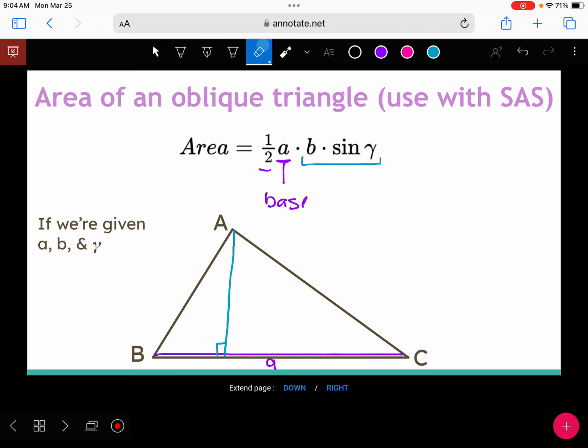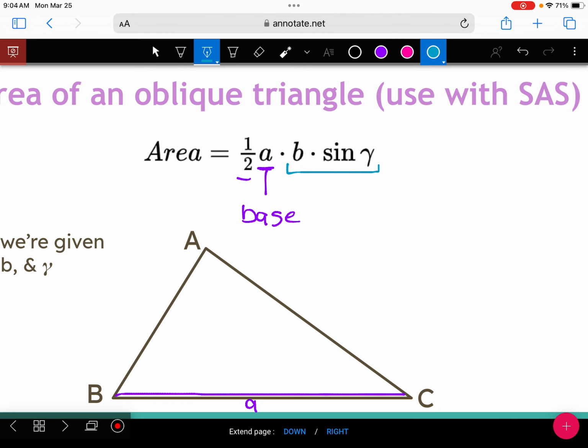All right. So I will rewrite this part so we can see it. So our A is the base. And then if we drop a vertical line here that is perpendicular, that's our height.